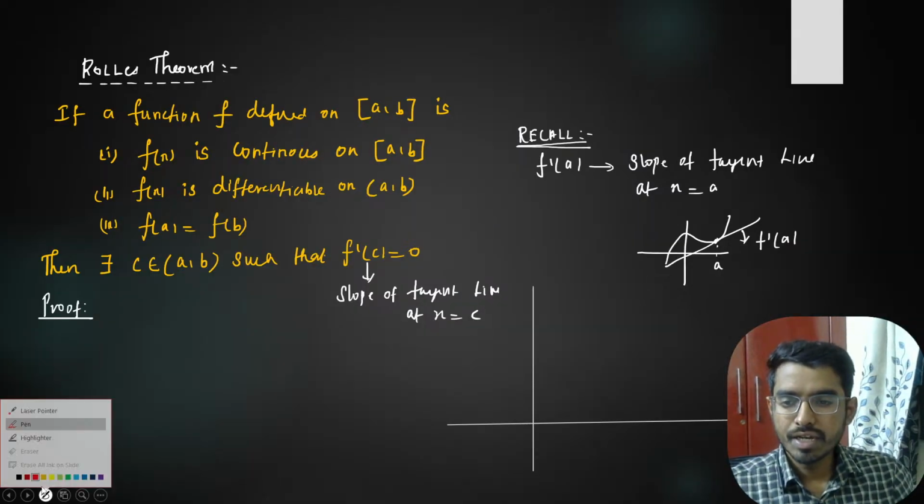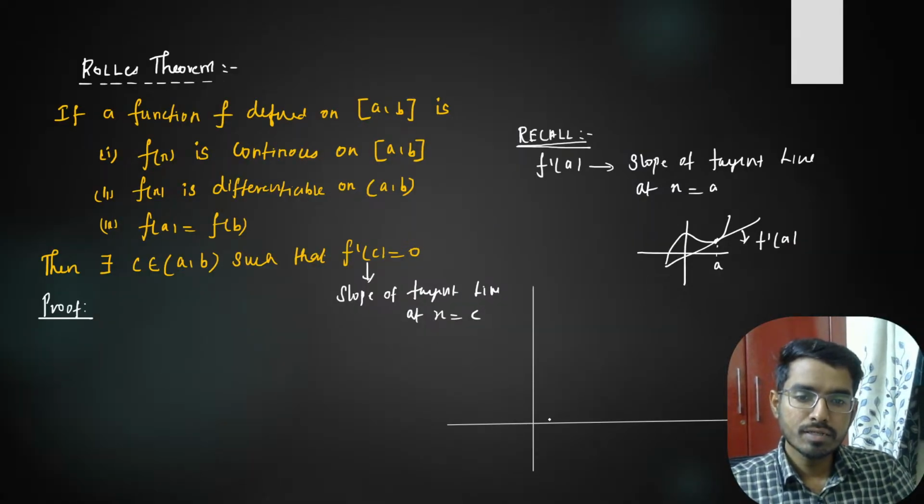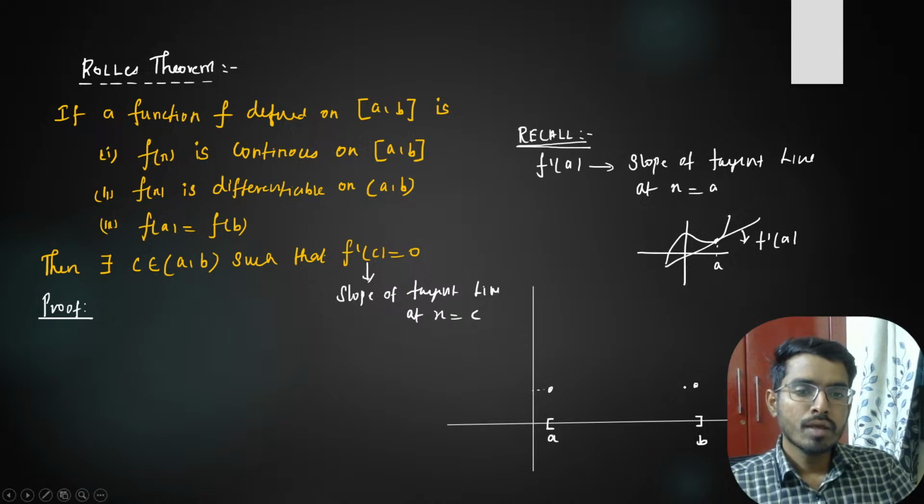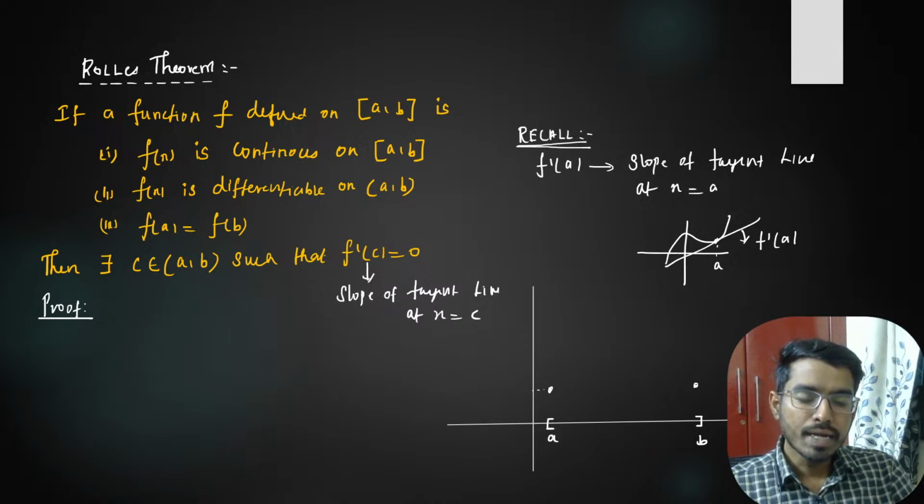Okay, so we have a function f of x. Let us say this is our value a and this is our value b, right? And you can see that our f of a and f of b are equal. That is, our output values of a and b are equal. Now we are starting at this point.